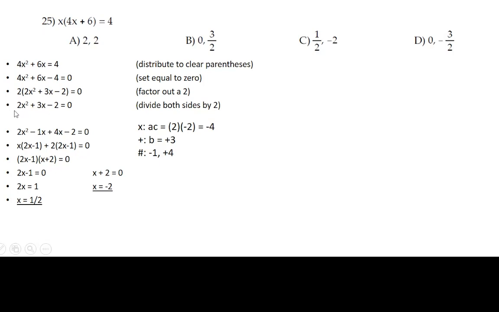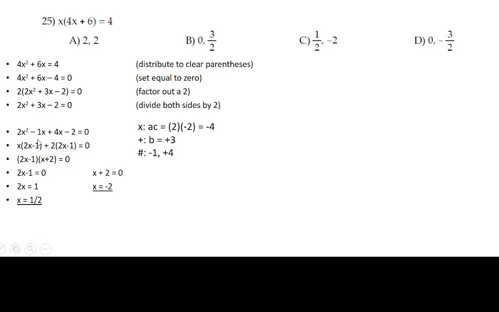We need numbers that multiply to a times c, 2 times negative 2. They need to multiply to negative 4 and add to positive 3. Those numbers are negative 1 and positive 4. Use that to split up the middle term. Instead of plus 3x in the middle, now it's negative 1x plus 4x.